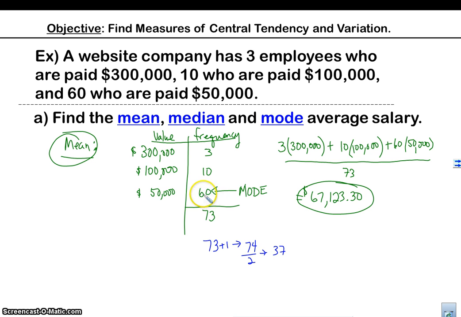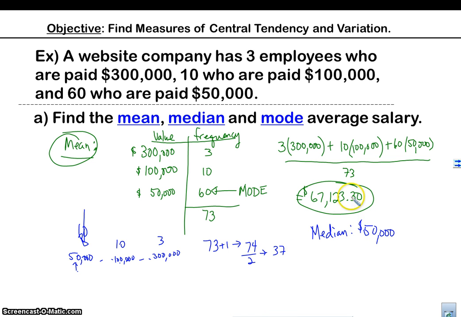And notice I'm still going to be in these people, right? I have to start from 50,000 because I got to go least to greatest, and keep going up to 300,000. There's 60 of these people, 10 of these people, and 3 of these people. So if I started here at the first person, I would end up at the 37th person still right here. So my median in this case is 50,000.